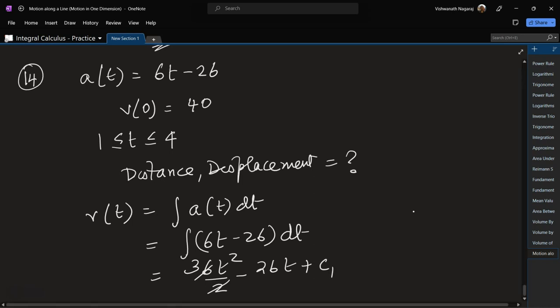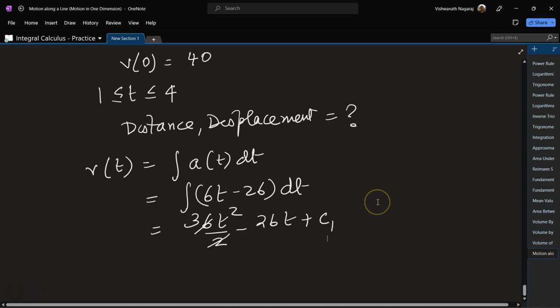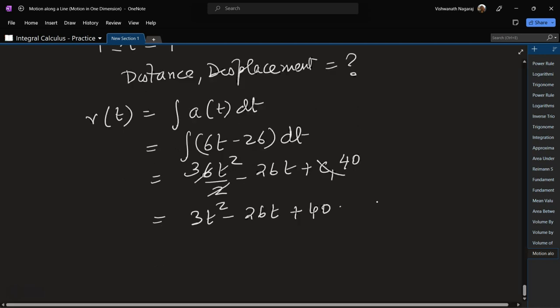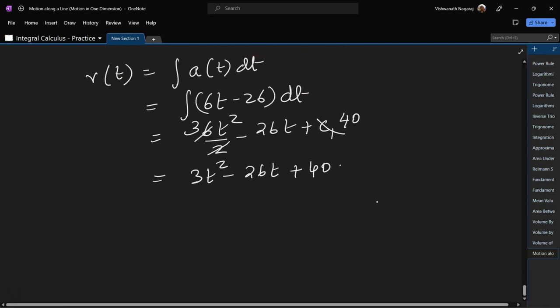Let's say 1. Now v of 0 is 40, so c1 will become 40. So we have 3t square minus 26t plus 40. So that's the expression for the velocity.